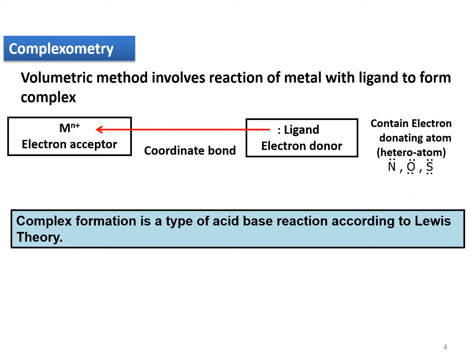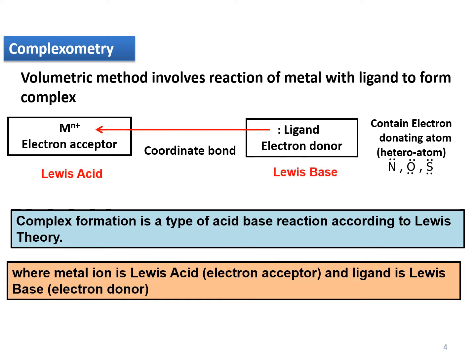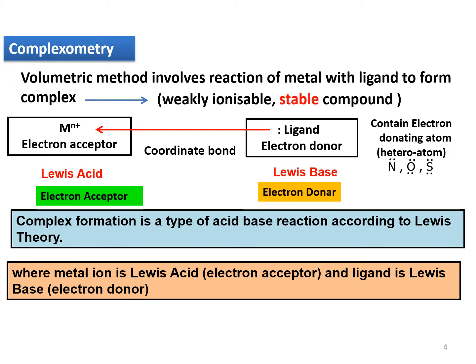So, complex formation is a type of acid-base reaction according to Lewis theory, where the metal ion is the Lewis acid, the electron acceptor, and the ligand is the Lewis base, which is the electron donor. At the end, they form together a weakly ionizable, stable complex. Of course, for a reaction to be completed, the end product should be more stable than those moieties at the beginning of the reaction.